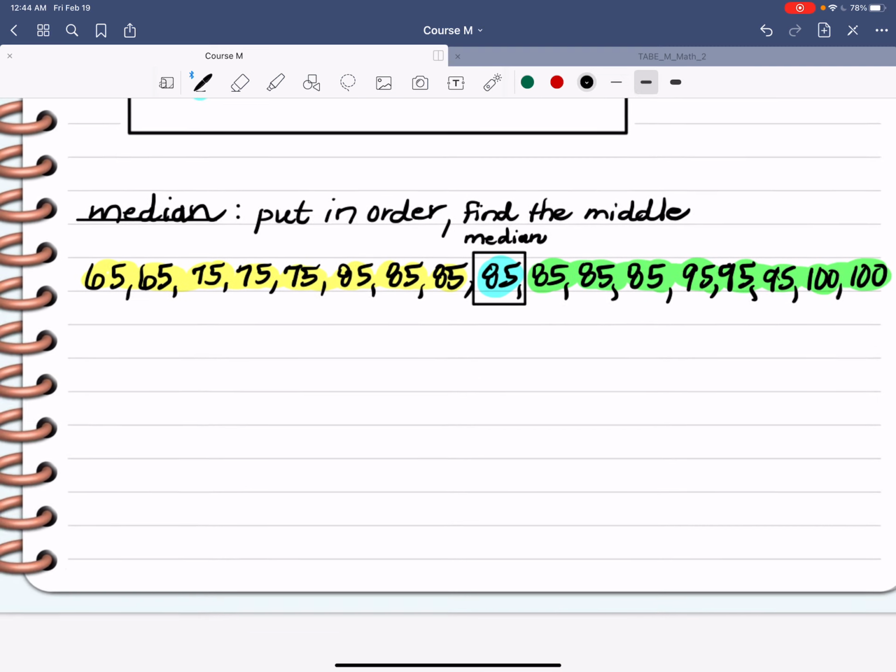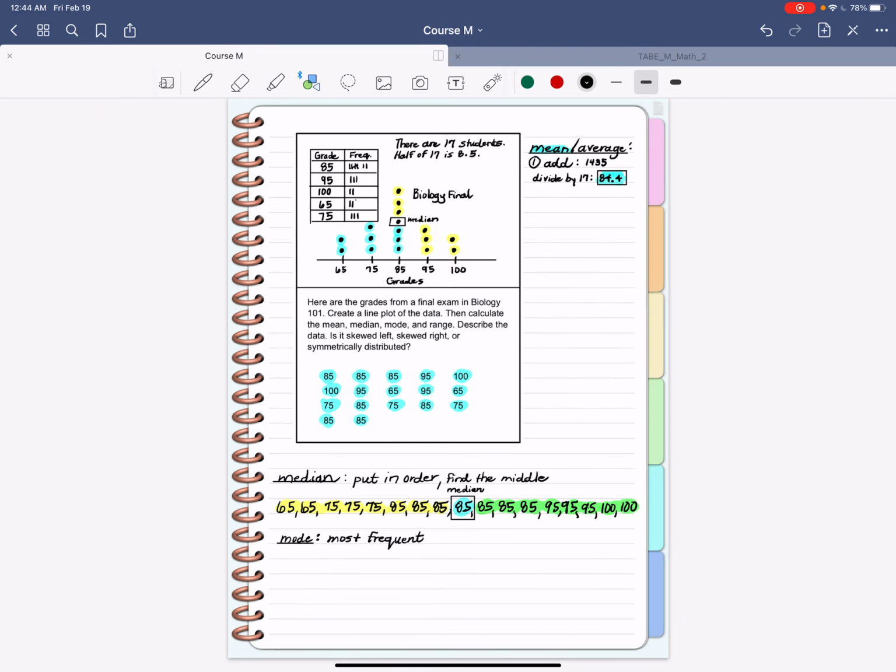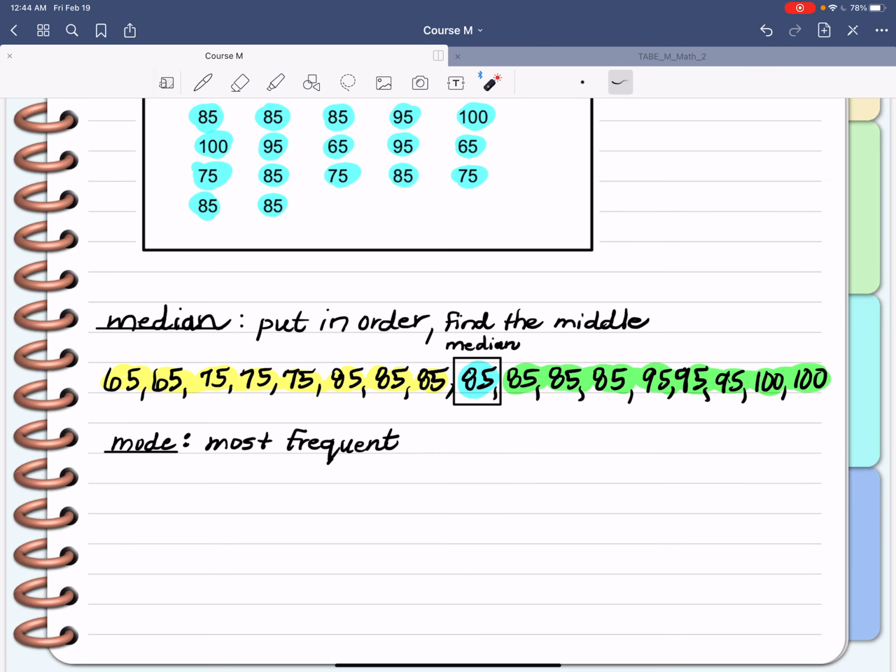Okay, the mode is the one that you see most frequently. It's the one with the highest frequency. The most frequent is the mode. So if you look at the graph, you see that that 85 line of dots is tall. If you look at this set of data, you can see that the 85s are very, very common. Either way, your mode is 85.